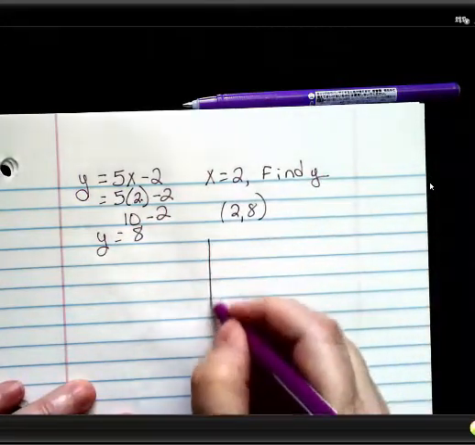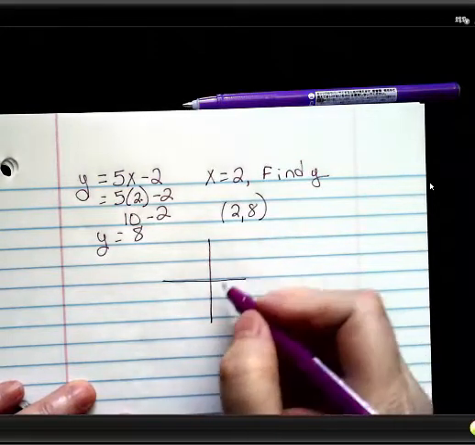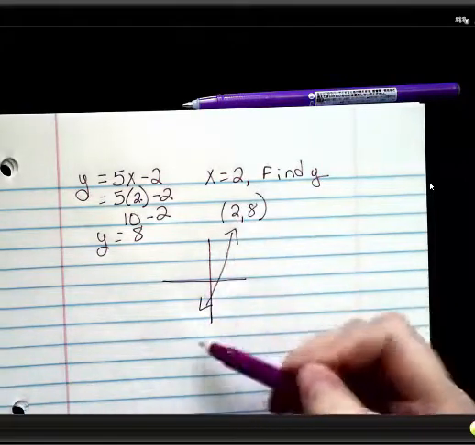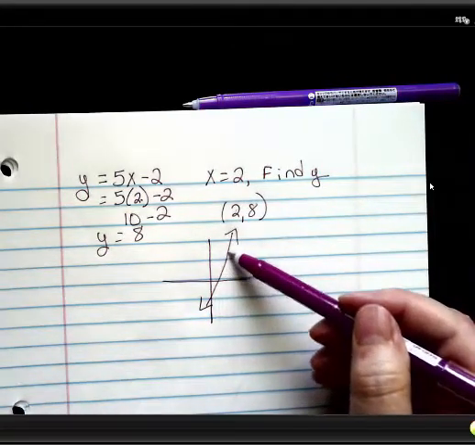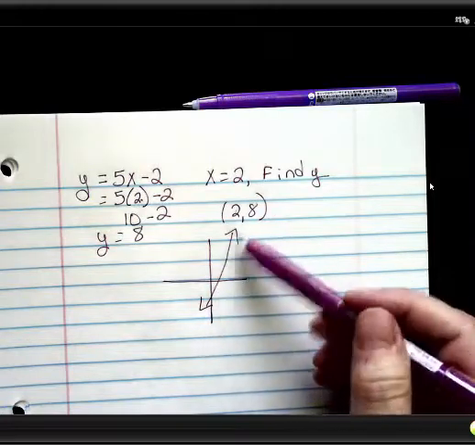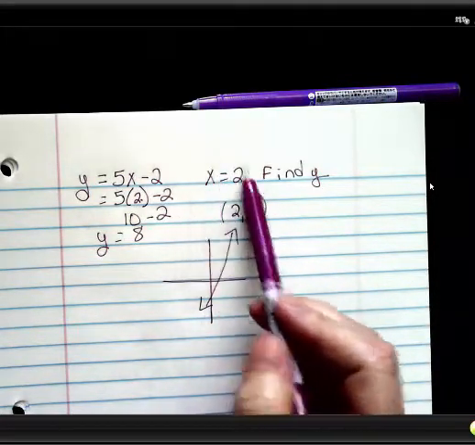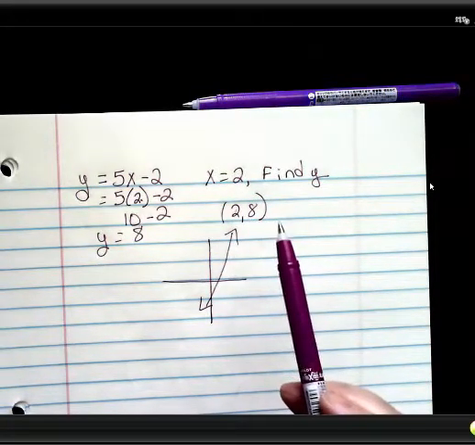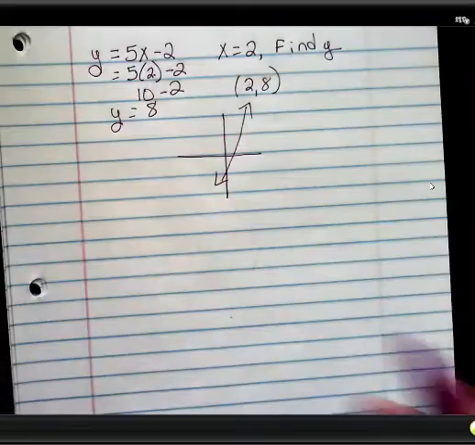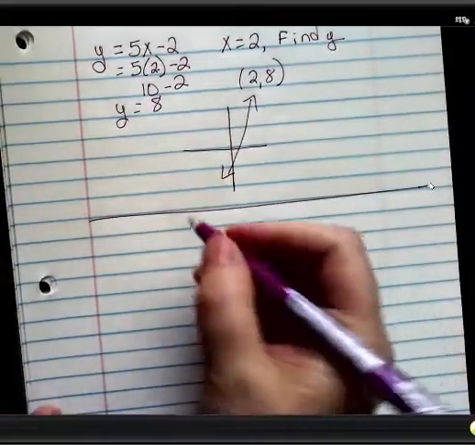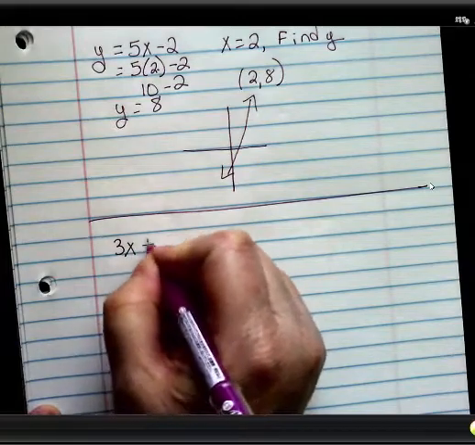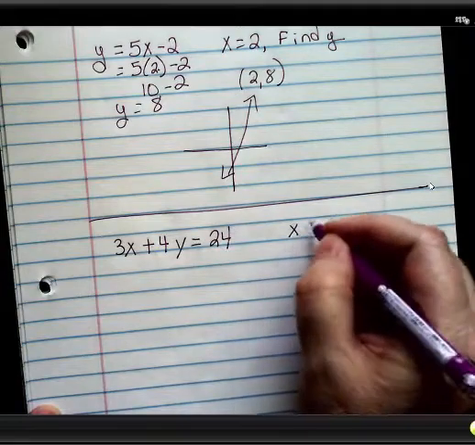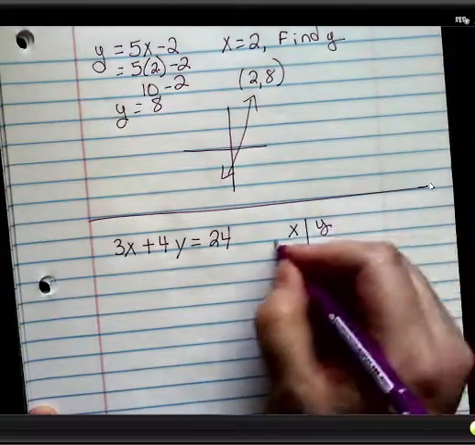Because let's be honest, if this was my line graphed, can you guess what ordered pairs are going to be on that line? That would be really hard to do. But if you give yourself one of the values, you can always find the other by plugging it in. And it is that easy. Most times we have you complete what is called a T-chart. Here I have a T-chart.